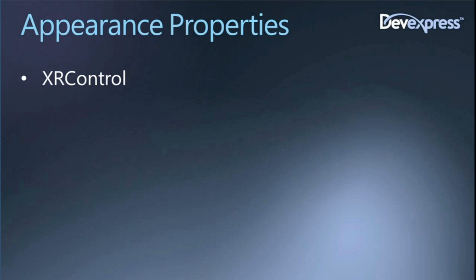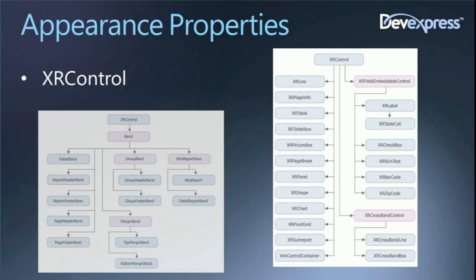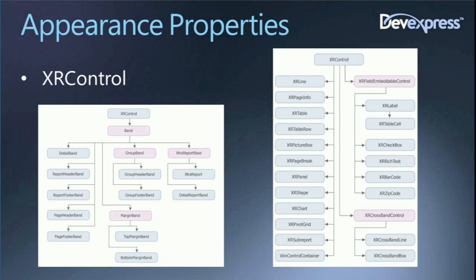All right, so let's start out with the XR control. The XR control is pretty interesting. It turns out that the XR control is the ancestor of all of these other controls, like the line, the page info, the table row, the barcode, the shape, and even the subreport, which is kind of interesting. One thing that I found out recently is the XR control is also a descendant of the band. So you can apply styles not only to controls, but since bands are in essence also XR controls, styles will apply to it.